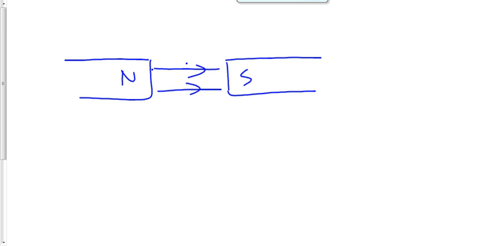Now, I'm going to draw another thing that produces a magnetic field. This time it's going to be a charged particle, a negatively charged particle that's going into the page. That magnetic field is going to look something like this, circular in nature and counterclockwise in direction.